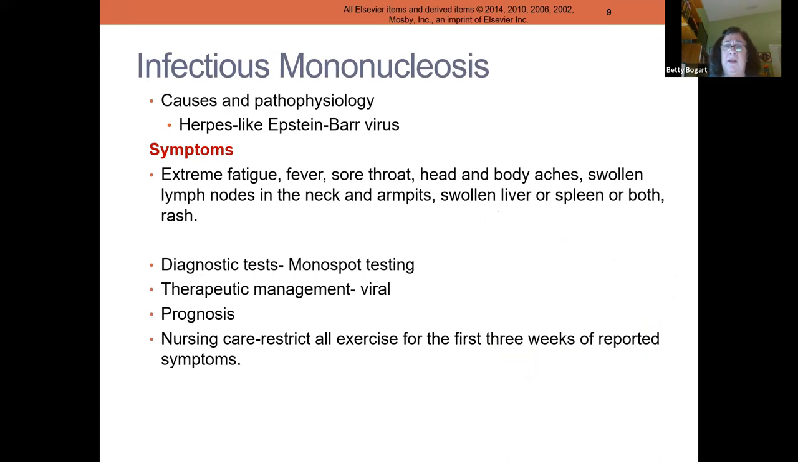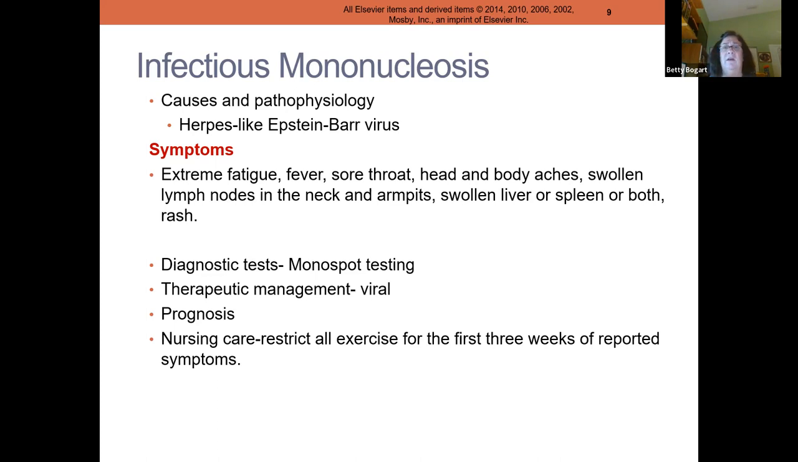So infectious mononucleosis is also known as, you've heard of the kissing disease. It's shared by sharing cups and saliva and mucus. And that's why they say it's kissing disease. It is a virus. It's a herpes-like Epstein-Barr virus. Now, infectious mononucleosis is, let me tell you a case history so you'll understand the progression of it.